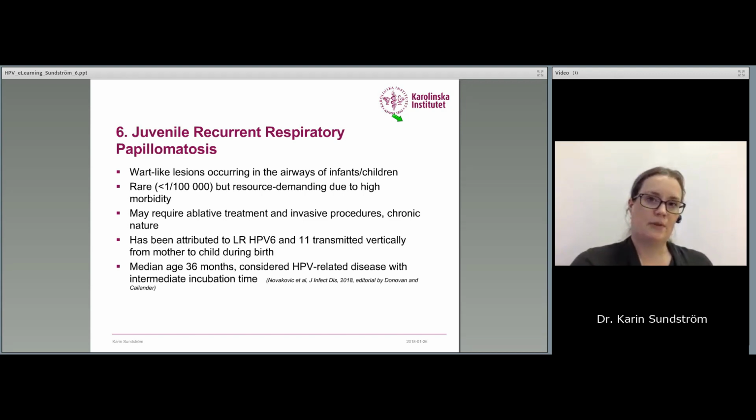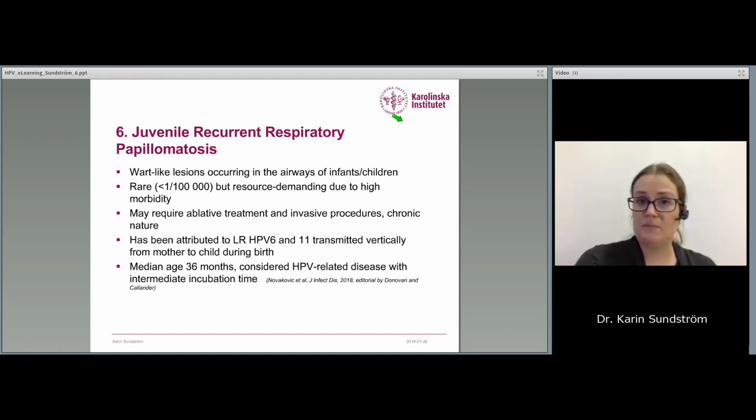So I want to also say some words about juvenile recurrent respiratory papillomatosis. A complicated name, a very rare disease, but worthy of special mentioning because of the high morbidity it carries. JRRP, or this papillomatosis, is a wart-like lesion formation occurring in the airways of infants or children, hence the term juvenile. There's also an adult form, but that is not a focus here, as the JRRP form is much more HPV related. It is very rare, with less than 1 in 100,000 affected, but it's very resource demanding due to the high morbidity of the airways.